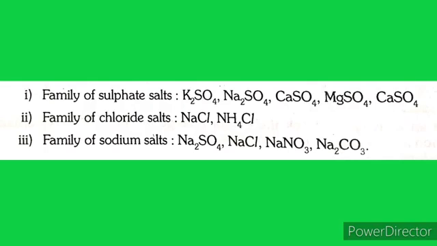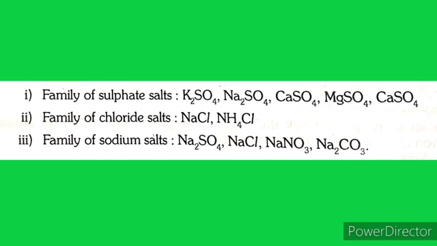Next, salts having the same positive or negative radicals, meaning ions, are said to belong to a family. Children, from the above table, we can identify the following families. For example, look at the first one, family of sulfate salts. Potassium sulfate, sodium sulfate, calcium sulfate, magnesium sulfate and copper sulfate.